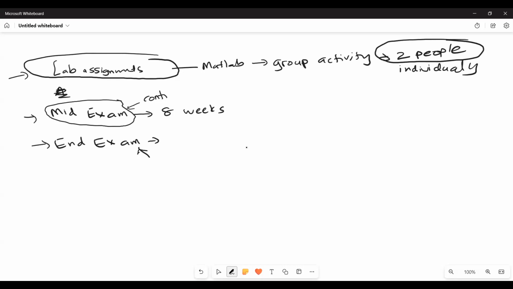For the lab assignments, do we have to come to the premises? No, for that you can do it at home with the Matlab software, and submit the report, and that is it for the assignments. Basically about 5 assignments I'm hoping to give.